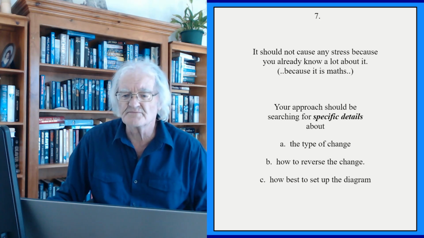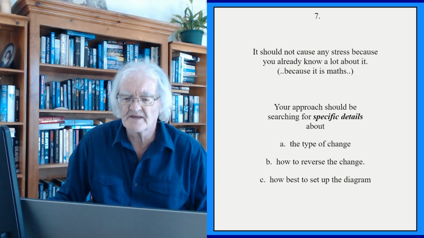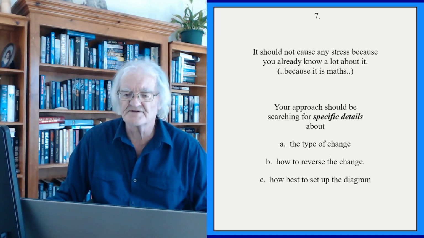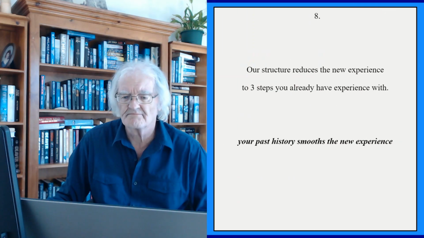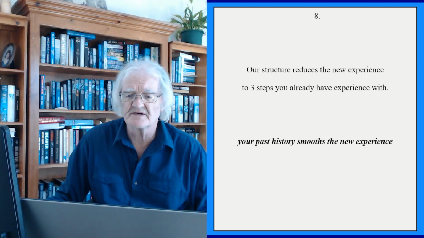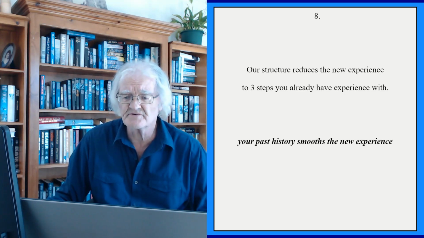Your approach should be searching for specific details about A, the type of change, B, how to reverse the change, and C, how best to set up a diagram. Our structure reduces the new experience to 3 steps you already have experience with. Your past history smooths the new experience.